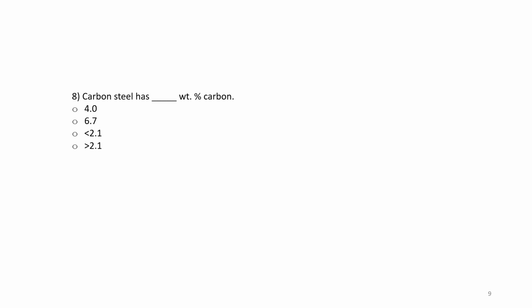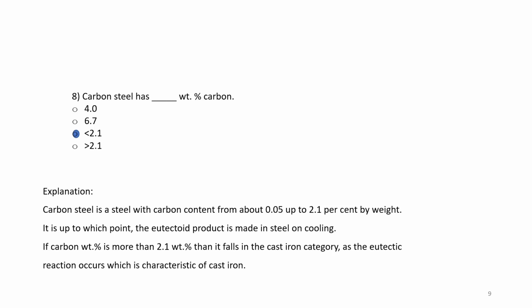Next is carbon steel. Steels will have less than 2.1% of carbon, and in the case of cast irons, you'll have more than 2.1%. 6.7 is the percentage for cementite. So in cementite, what is the percentage of carbon? Then this will be the correct answer.